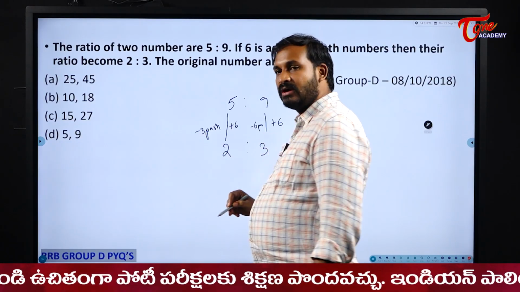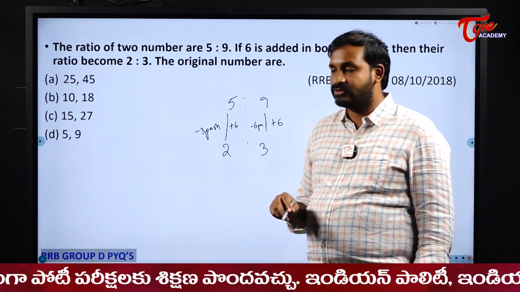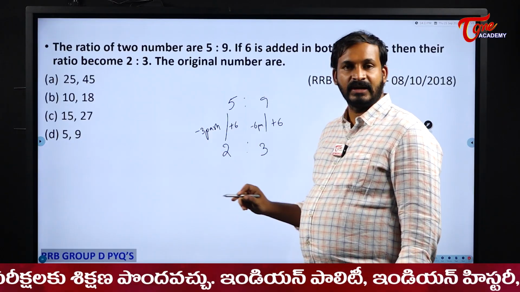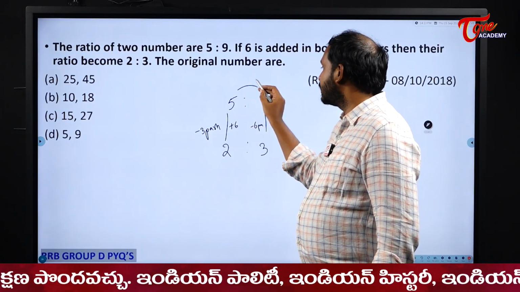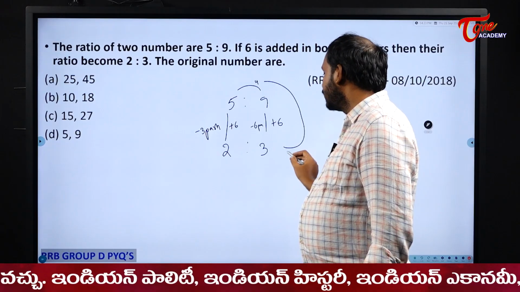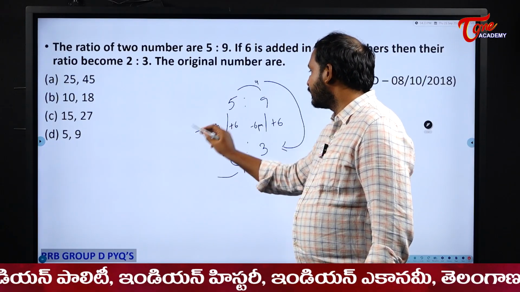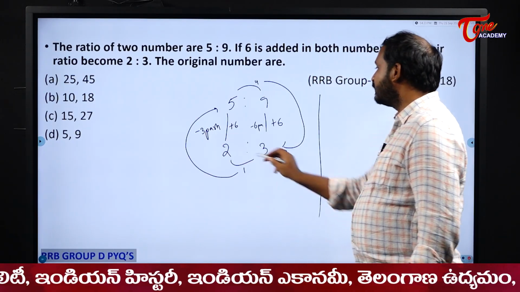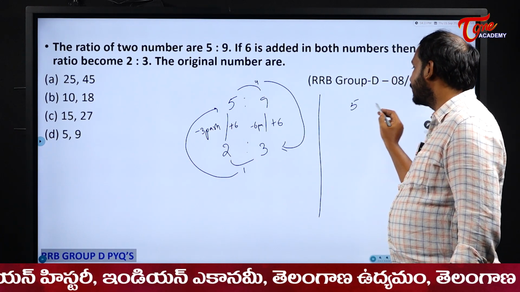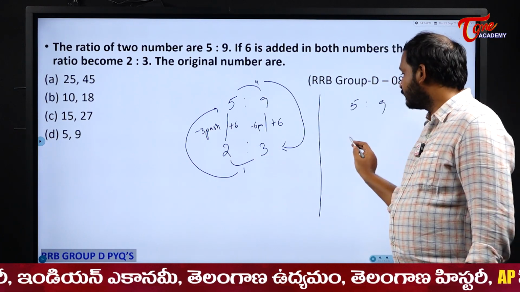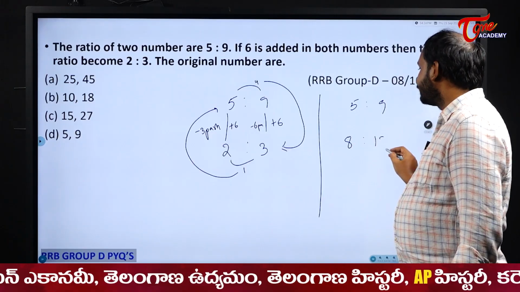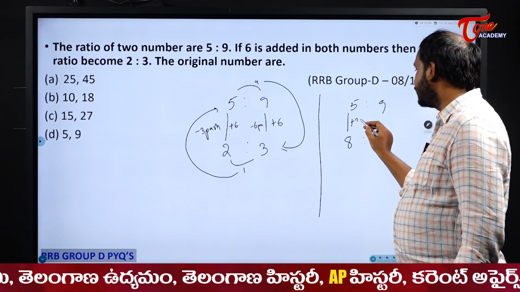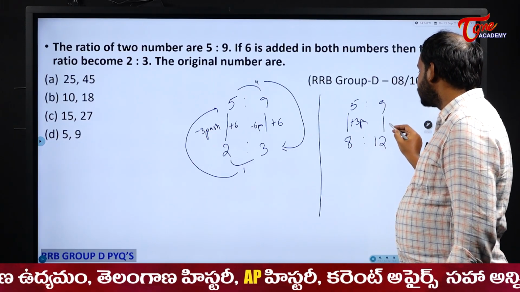So the difference is not the same. To make the difference equal, what should I do? 3 parts and 6 parts, the difference is not equal. So what is the difference here? 4. Multiply that 4 here. What is the difference here? 1. Multiply that 1 here. When you multiply 1 to the first, it becomes 5:9. When you multiply 4 to the next one, it becomes 8:12. Now please see here, students, this increase is 3 parts here, and here also 3 parts.